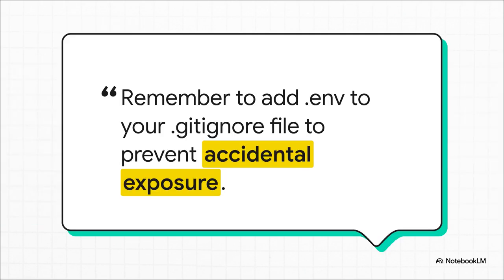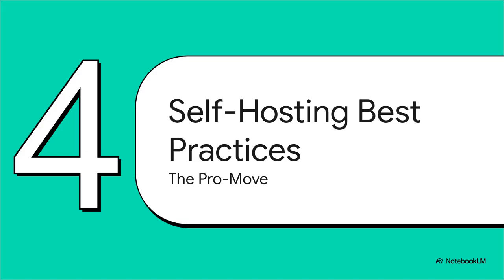Now, speaking of that .env file, here is a critical warning. If you're using Git for version control, you absolutely must add .env to your .gitignore file. I cannot stress this enough. This one little line of text stops you from accidentally publishing all of your secret passwords and API keys for the entire world to see. It is a tiny mistake with massive security implications. Do not skip this.